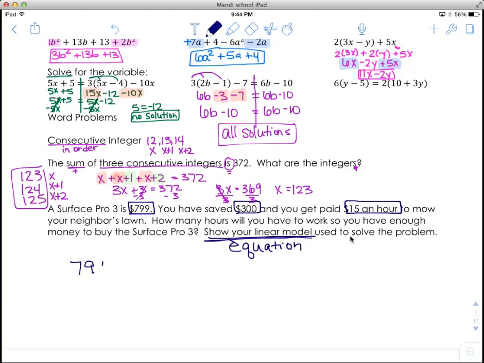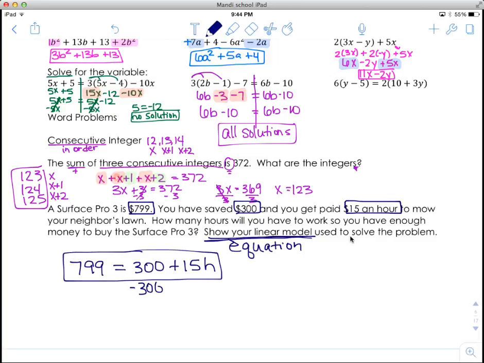It's $799. The money that we have and the money we will get paid has to equal that. So we've saved $300 plus we will get $15 each hour for mowing. That's your linear model. This is actually your first answer. Then you need to solve that problem.